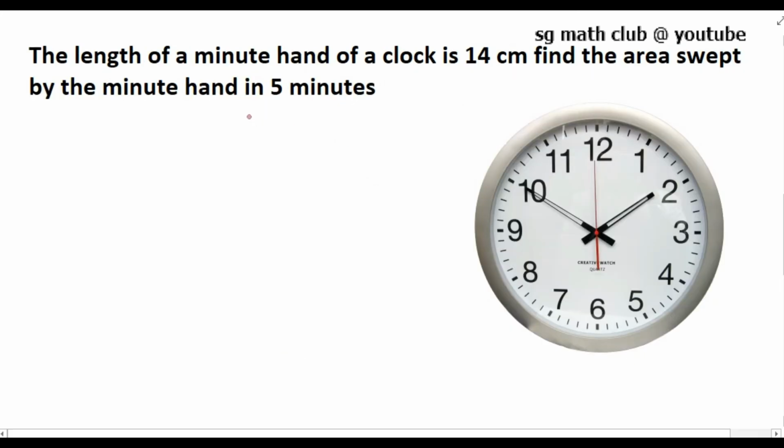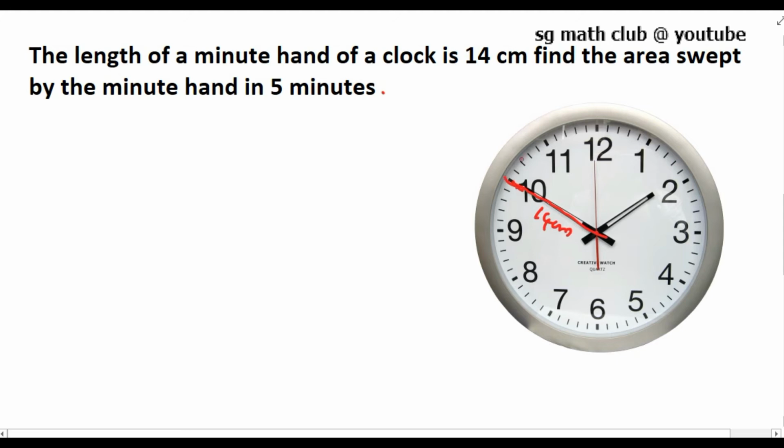Next question. The length of the minute hand of a clock is 14 centimeter. Find the area swept by the minute hand in 5 minutes. So that's the question. The length of the minute hand of the clock is 14 centimeter. This is the second hand, hour hand and minute hand. So the length of this minute hand they have given as 14 centimeter. This is nothing but our radius. We need to find the area swept by the minute hand in 5 minutes.